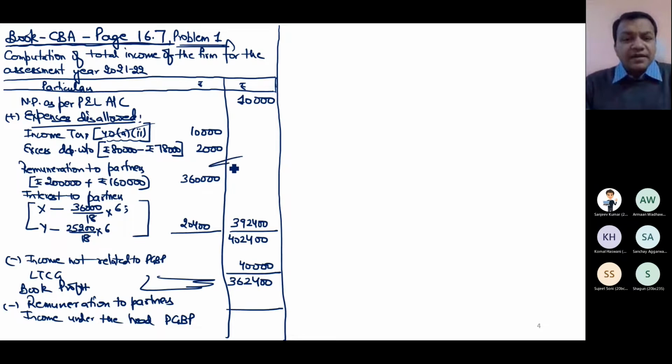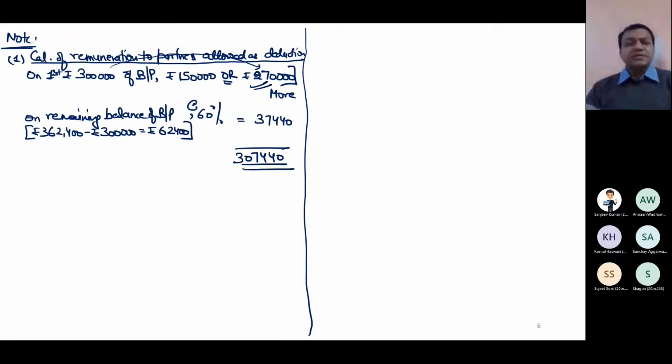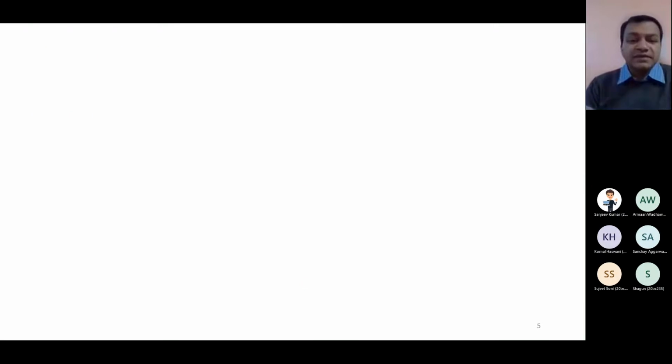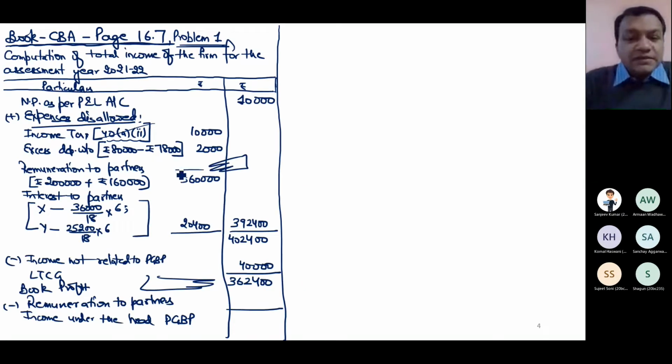360, but I added it back here. So the maximum is 307,440. That means I cannot deduct 360. As per the deed, I have to deduct 307,440.